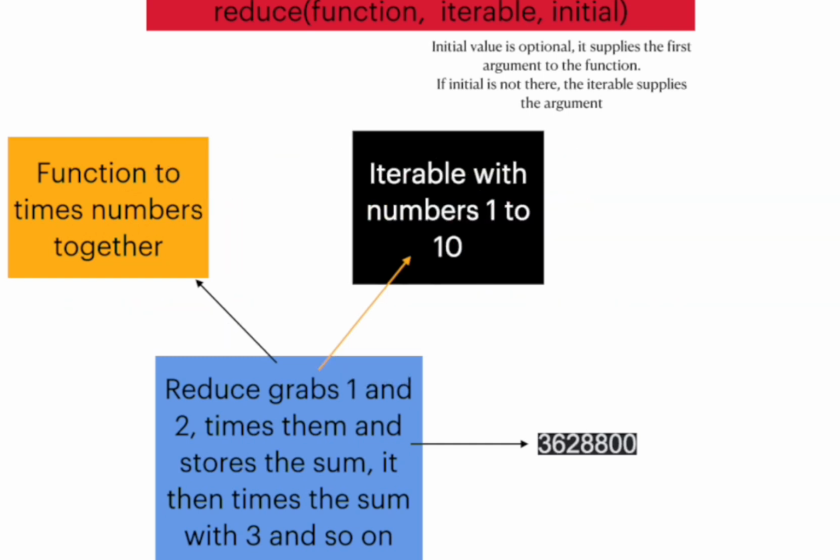The reduce function grabs the first item from the iterable and the second item from the iterable, times them together because of the function, and then stores it as a sum. It then grabs that total value and does it for the next item in the list, and so on and so forth. What you get is a really large number because factorial is something you should not mess with.